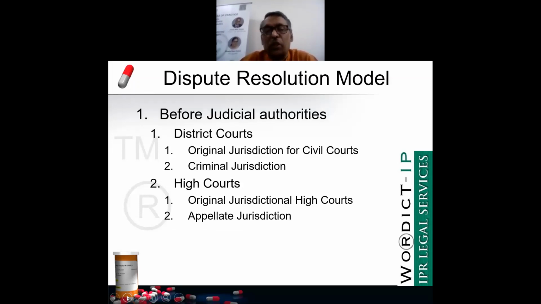Then before judicial authorities, it is the district court, original jurisdiction of civil court. Criminal jurisdiction also comes before the criminal courts. Then High Court's original jurisdiction with the High Courts and appellate jurisdiction with the High Court. Like the way how I told you, suppose you file an infringement suit in the district court in City Civil Court, Hyderabad, you suffer an order, either it is a CMA or a CRP before the High Court. So that is how the appellate jurisdiction arises. Next slide.